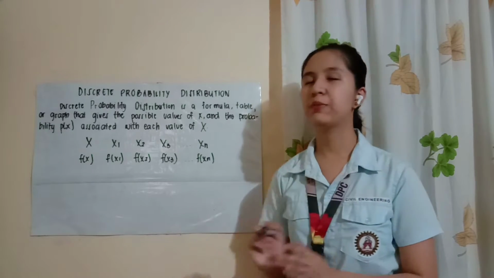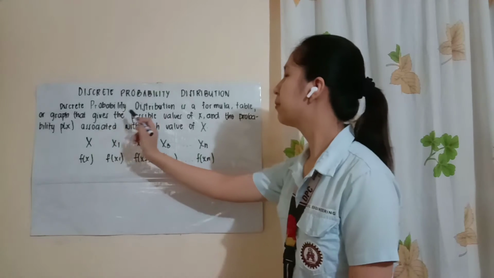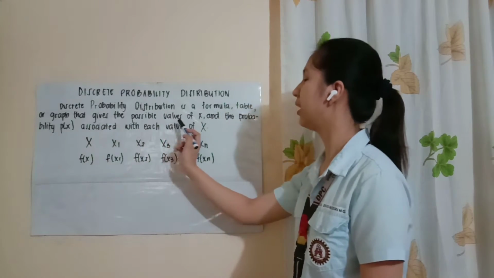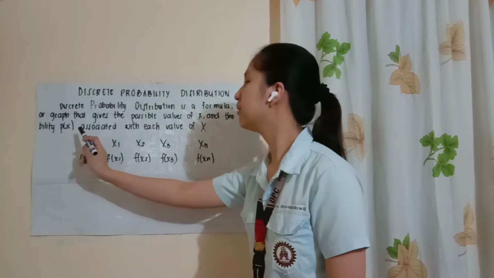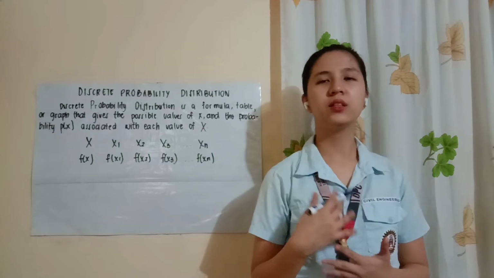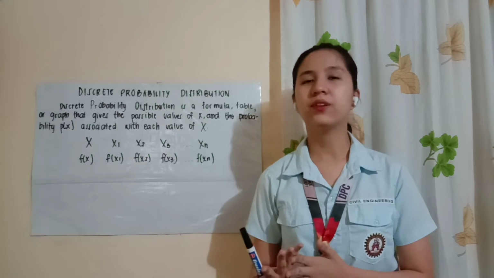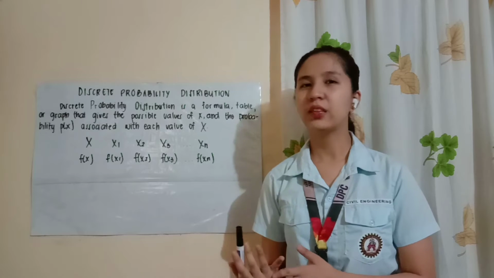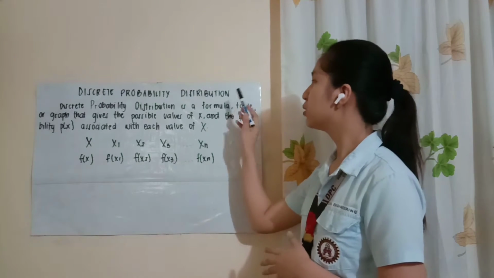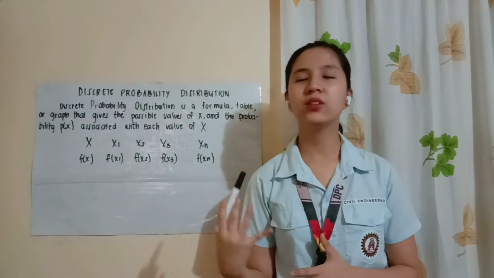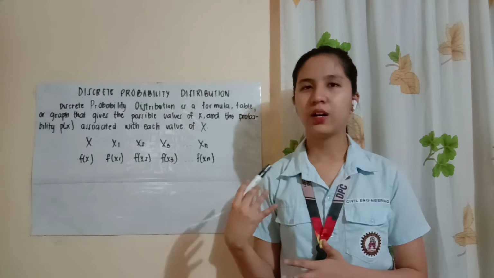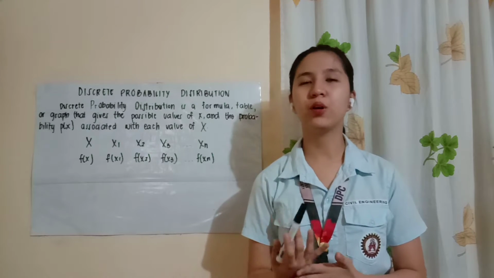What is discrete probability distribution? Discrete probability distribution is a formula, table, or graph that gives the possible values of x and the probability p of x associated with each value of x. So, meron kasi tayong dalawang types ng random variable. We have discrete random variable and we have continuous random variable. And itong probability distribution na to, dinidescribe niya yung random variable na discrete. Yung discrete random variable kasi, they are variables that assume countable values.